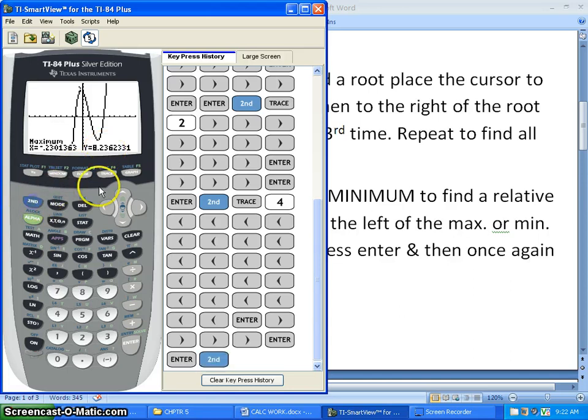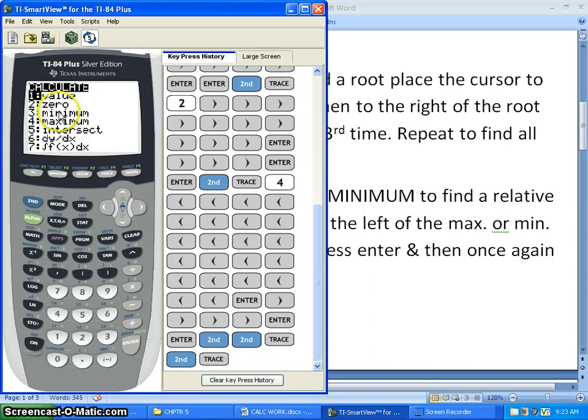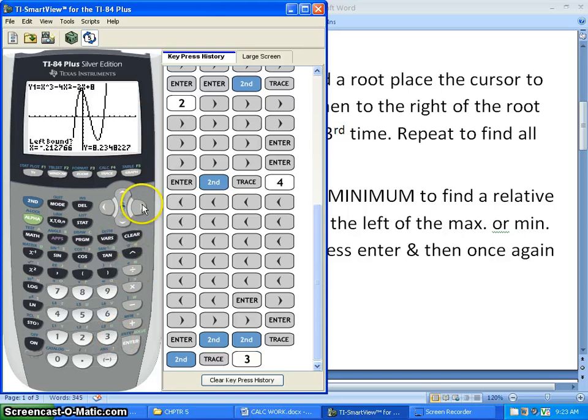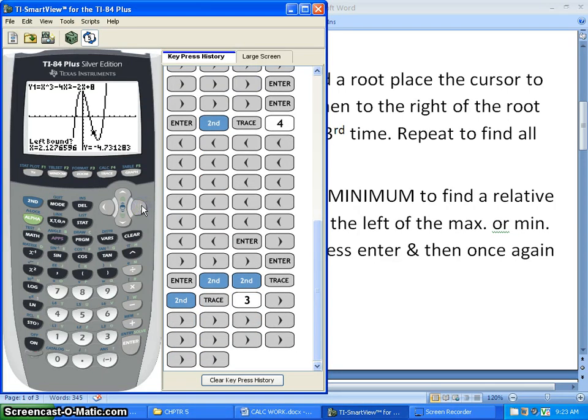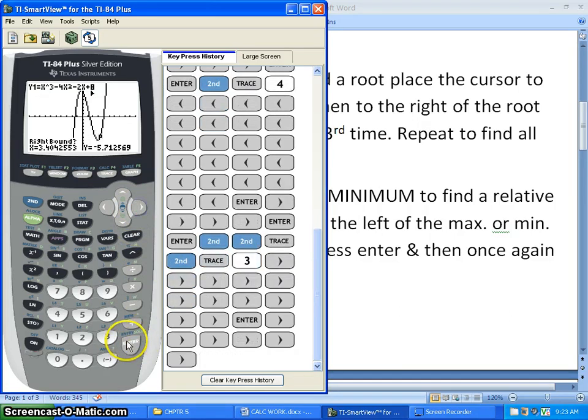I'll go back into my calculator and do second calculate minimum this time. I'll take my cursor and I want to find this location right here. I'm going to bring it down into that location, and I'll be to the left of that dip. Enter once. I go to the right of that dip and enter a second time and a third time, and I will now attain the next value, which is 2.90 comma negative 7.05.